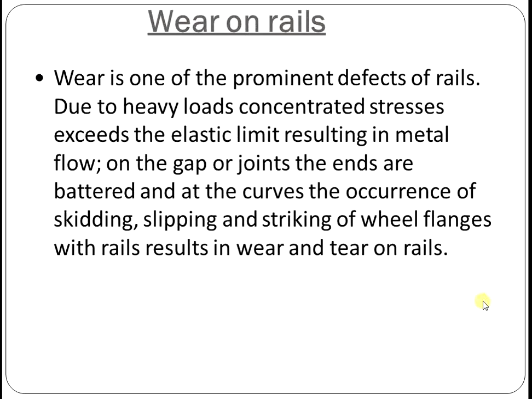Next one is the wearing of rails. Wearing is one of the prominent defects of the rails. Due to heavy loads, concentrated stresses exceed the elastic limit, resulting in metal flow at the gap or joints. The ends are battered, and on curves, skidding, slipping, and striking of the wheel flanges with rails result in wear and tear on rails.